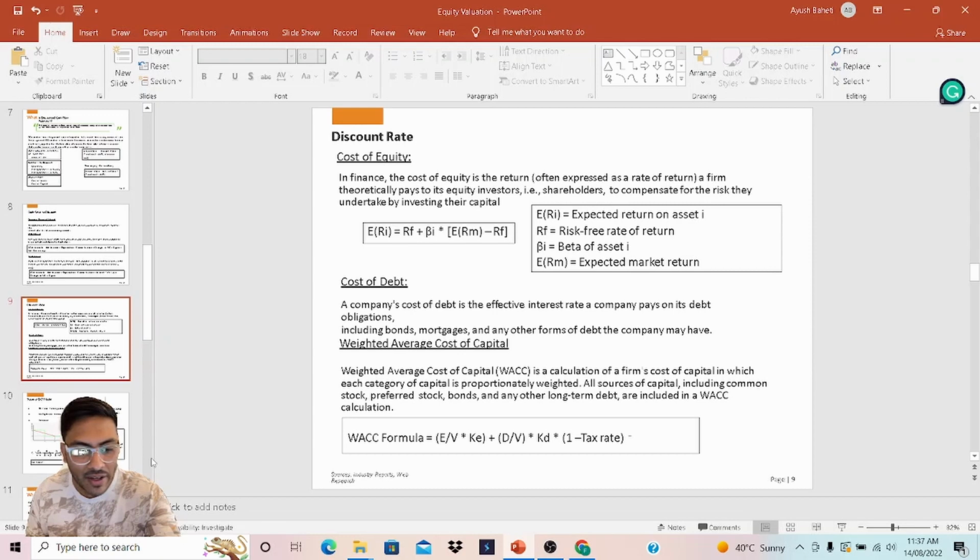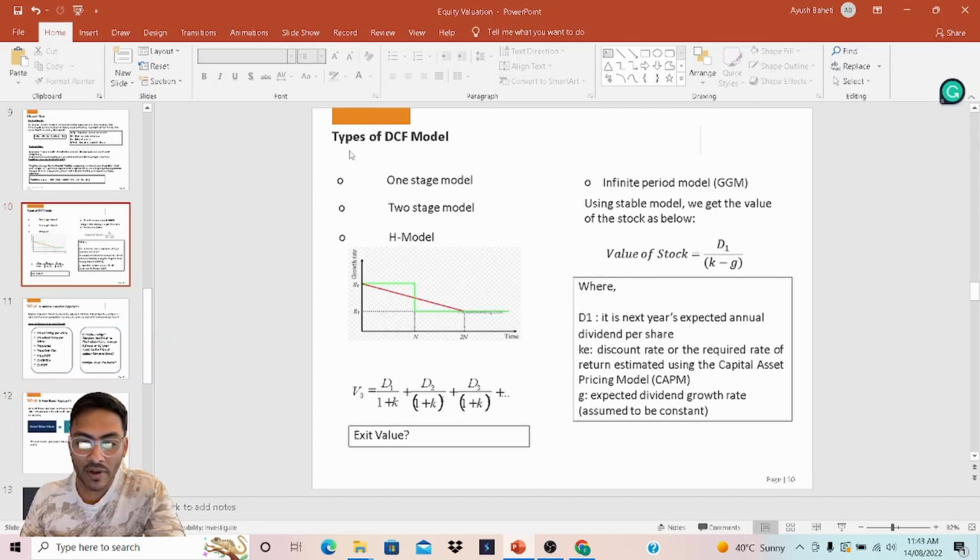So that is how we'll arrive at the WACC formula. Okay, now in terms of types of DCF model, we have one stage model, two stage model, and H model. So which model to utilize is basically dependent on the growth pattern of a company. Now let's say if you are valuing a very mature company which has a very stable growth pattern in the past and a very predictable pattern in the future, then you can use one stage model.